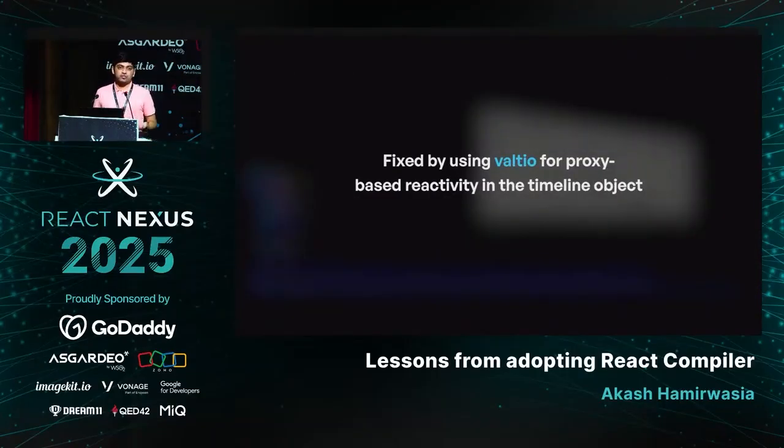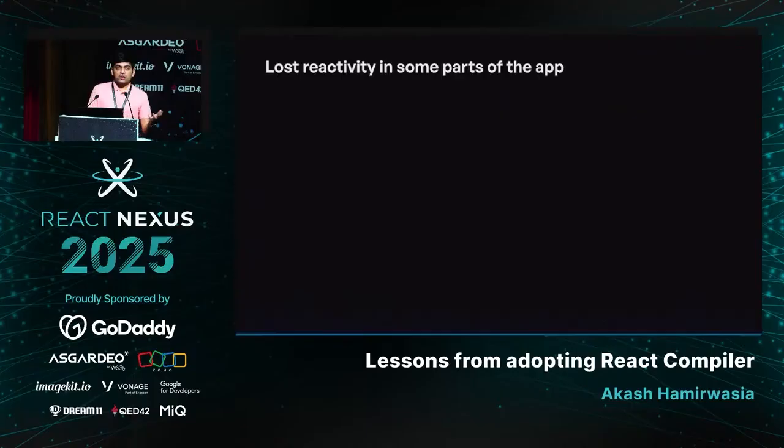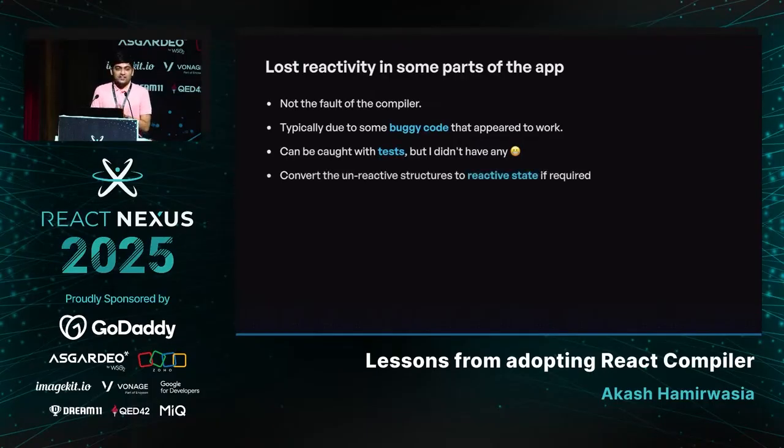It's a package for adding proxy-based reactivity in your applications. This is a complex project, so it uses mutation-based updates at some parts. So I need to use something like this so that the state updates are targeted to certain parts of the store. And now the component only re-renders when the duration value changes. So if you encounter this particular problem when using the compiler, remember it's not the fault of the compiler. It's typically due to buggy code that appeared to work when there were excessive re-renders. It can be caught with tests, but let's be honest, how many of us have tests? You can convert the unreactive parts of your state to reactive state if required to solve this issue.